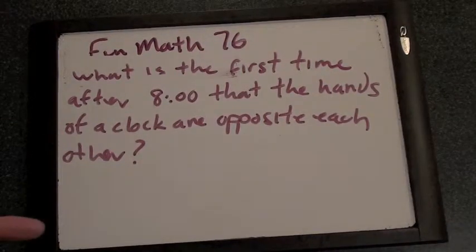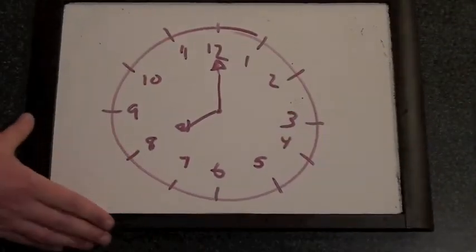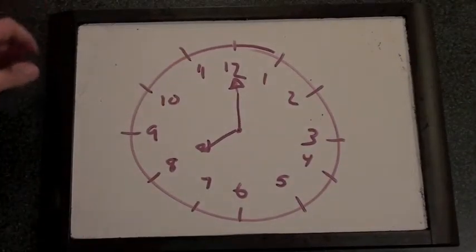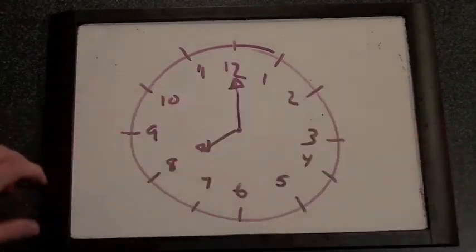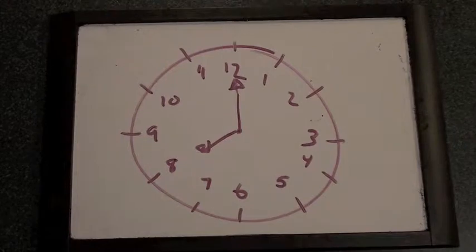Yeah. Okay. I sneakily drew a clock on our whiteboard to save a little time, because I know it's a little hard to draw the hands of a clock underneath the tripod. Okay, so we're trying to find when the hands of this clock are going to be opposite each other for the first time after 8 o'clock.